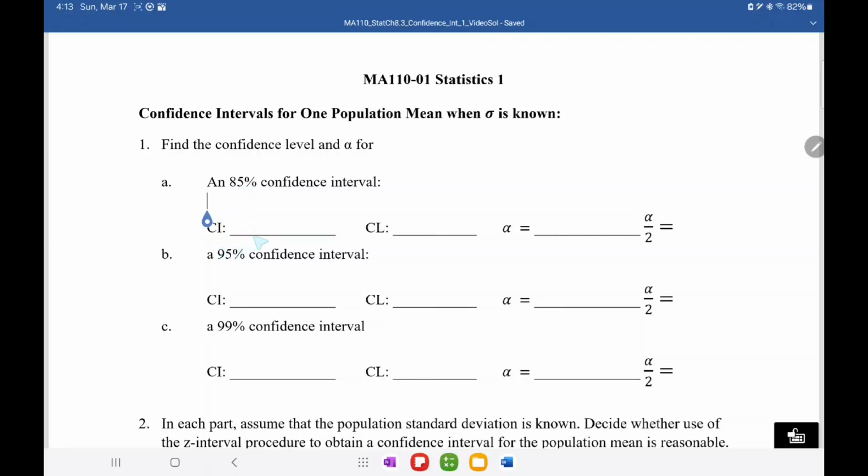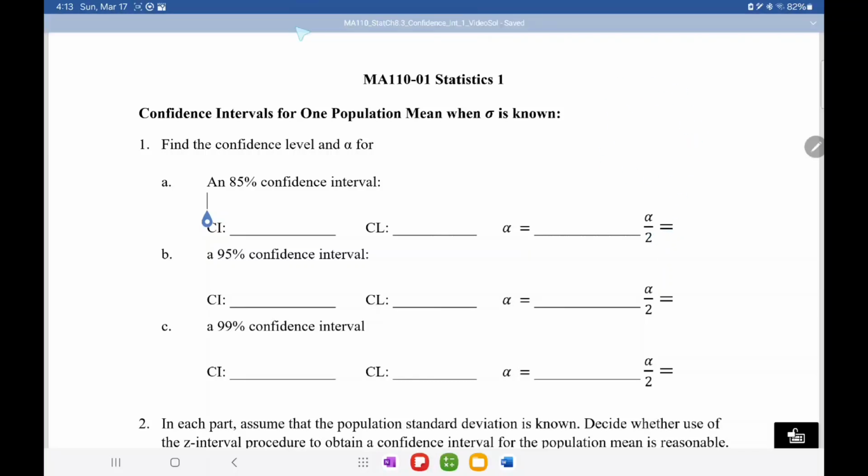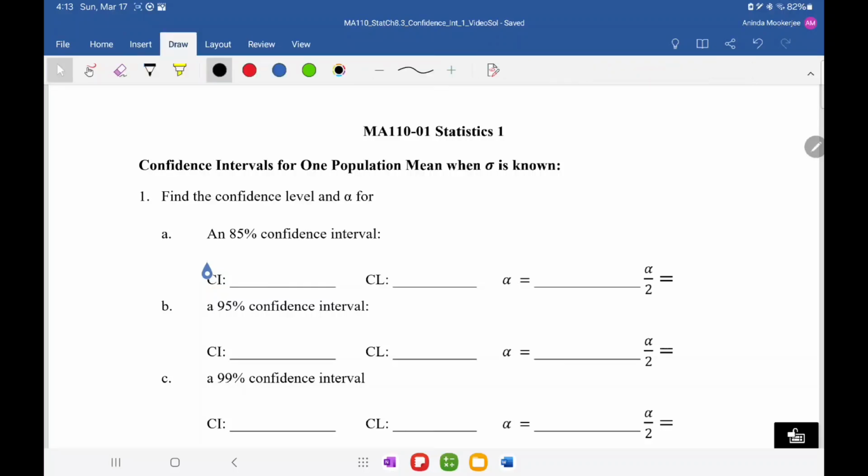All right. So they've given us an 85% confidence interval, and we have to find CI, which represents confidence interval. CL stands for confidence level, and then alpha and alpha by 2. So very quickly here with a diagram, let me explain these terms. Then it'll be easy for you to come up with these values.